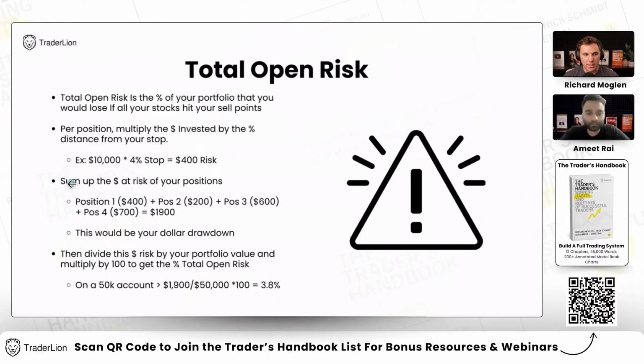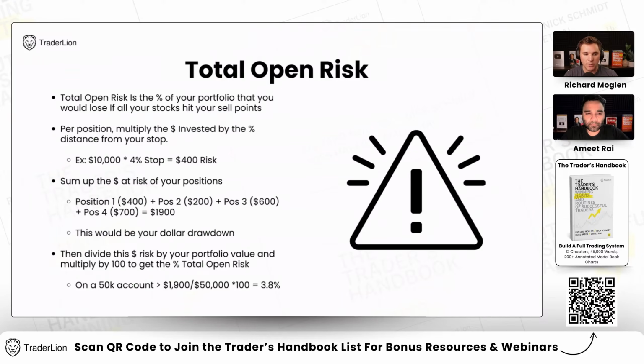Then, like I said, do this for each position. And then you want to sum up all those different individual position risks that you have. So position 1, if that's $400, plus position 2, $200, position 3, $600, position 4, $700, and the total in this example ends up being $1,900. And this would be your dollar drawdown if all your stocks were stopped out, or you sell all your stocks at your predetermined points.